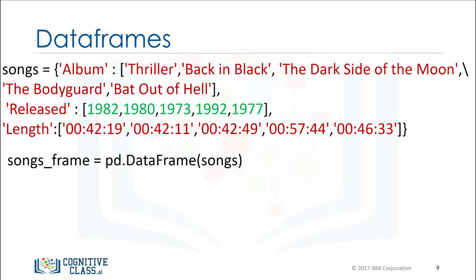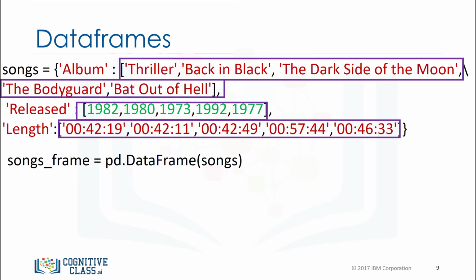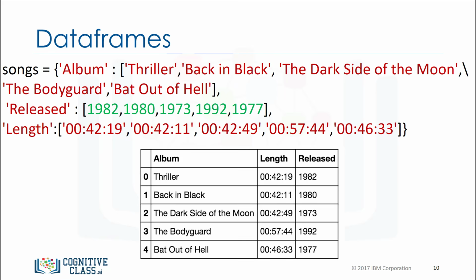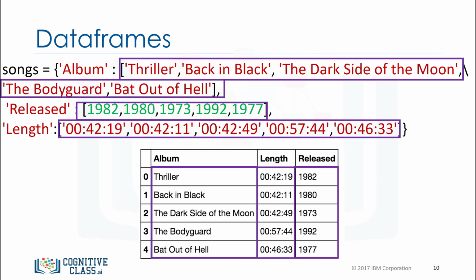We can create a data frame out of a dictionary. The keys correspond to the column labels. The values are lists corresponding to the rows. We then cast the dictionary to a data frame using the function dataFrame. We can see the direct correspondence between the table. The keys correspond to the table headers. The values are lists corresponding to the rows.